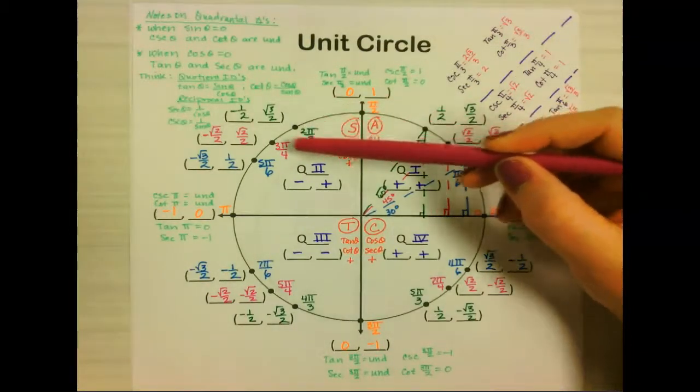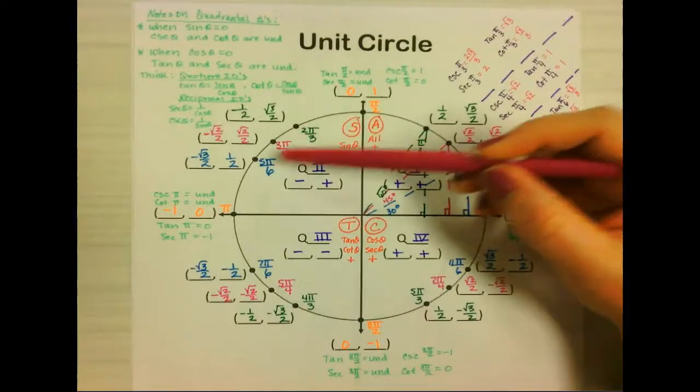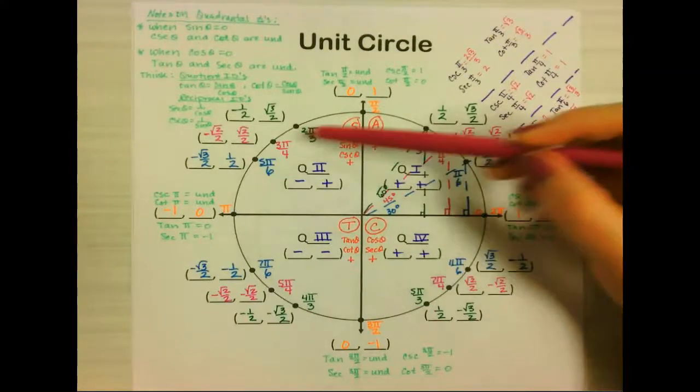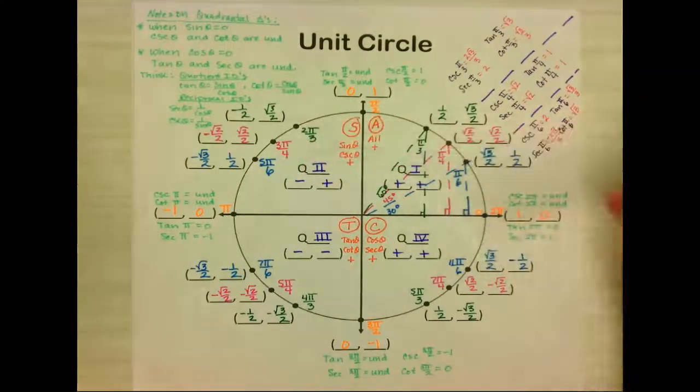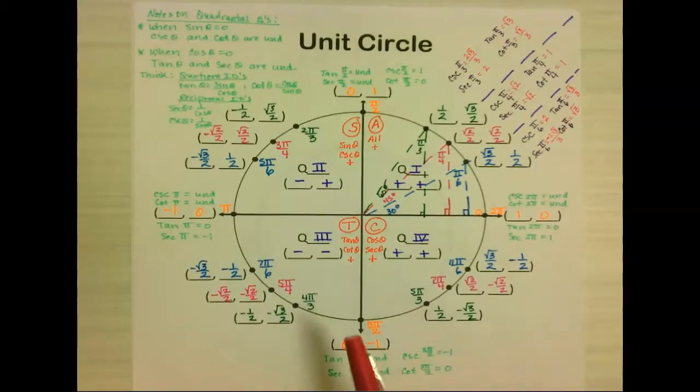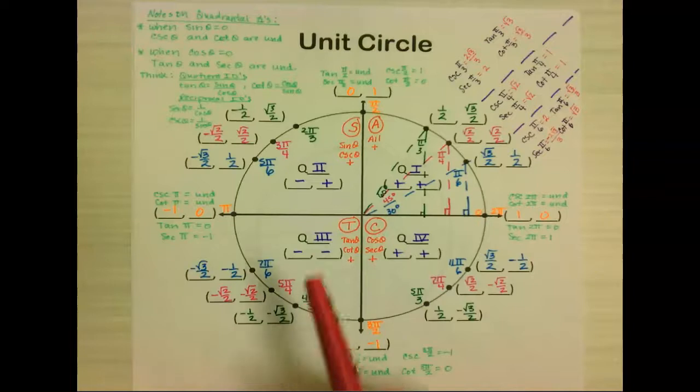pi over 3, 3 pi over 4, 5 pi over 6. All of the radian measurements in this quadrant over here, the numerator is always 1 less than the denominator times pi. And remember, standard form will put the pi up in the numerator, not behind. If you look at the pattern of these over here, the numerator is always 1 more than the denominator times pi. So here it was 1 less, here it's 1 more.